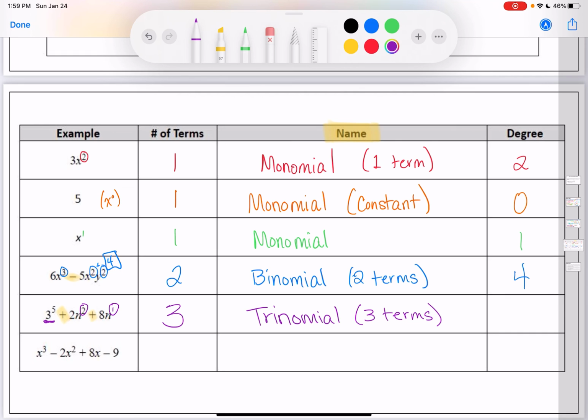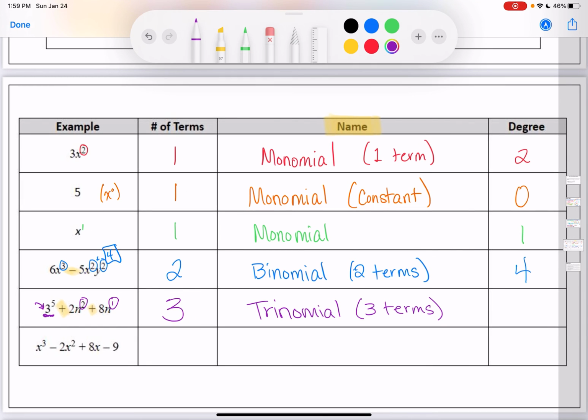3 times 3 is 9, times 3 is 27, times 3 is 81. Let's see, 81 times 3, 243. So when it says 3 to the 5th, it's actually just the number 243. And there are no variables, so that degree is 0, right? So the highest exponent of variables is actually 2. So the degree of this polynomial is 2.